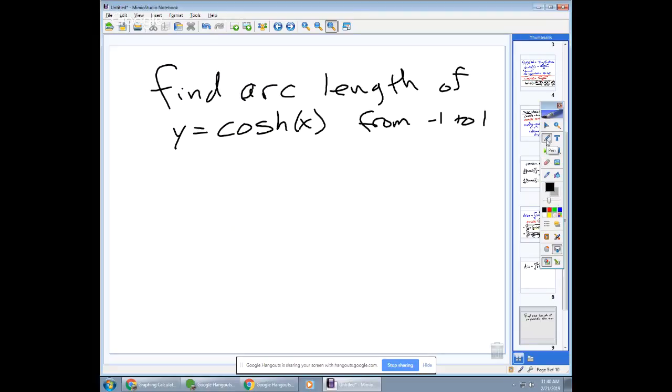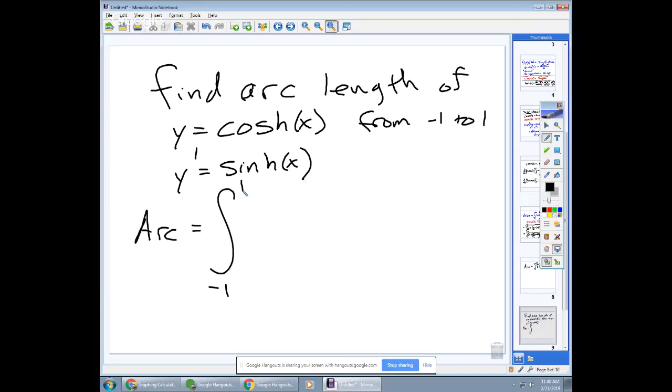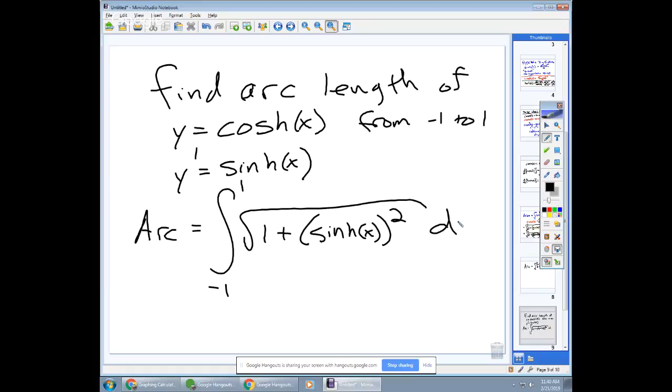Okay. Well, then to do that, I would need to say, hey, well, y prime is the hyperbolic sine of x. That means my arc length is equal to the integral from -1 to 1 of the big old square root of 1 plus my derivative squared dx. We could technically do it the other way, where we just take the integral of the function from those 2 points, and it would still give us the same number. I'm getting there.